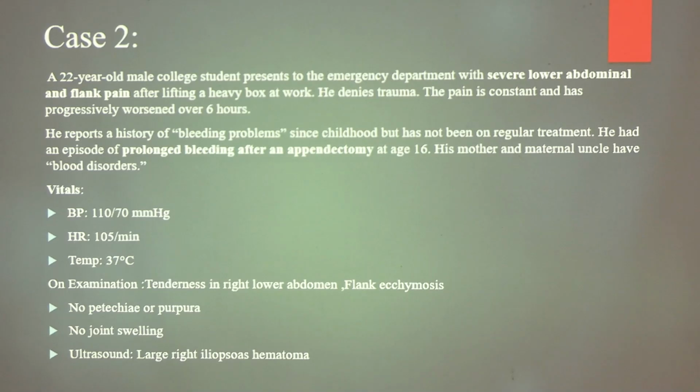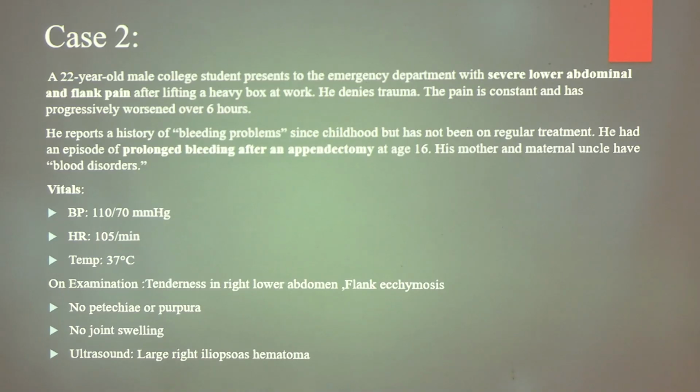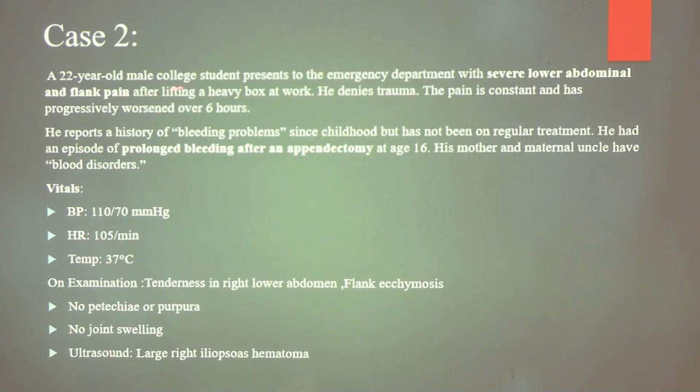So after seeing this, what comes to your mind? What might it be? See the history. I'll show the lab reports also. Okay, lab reports are not there. So from the history, what comes to your mind? See, this is a 22-year-old male, with lower abdominal pain, a history of appendectomy at 16, and a history of prolonged bleeding. So that is also hemophilia.